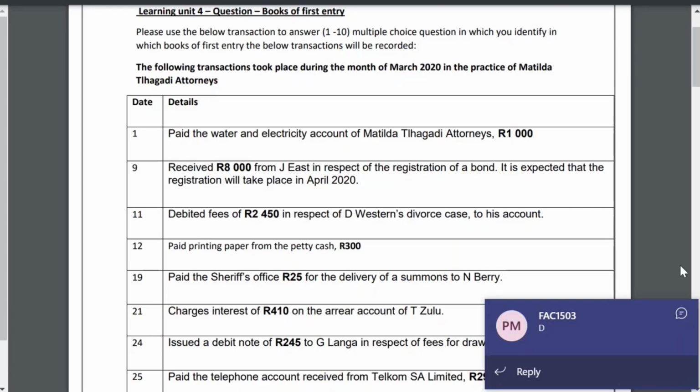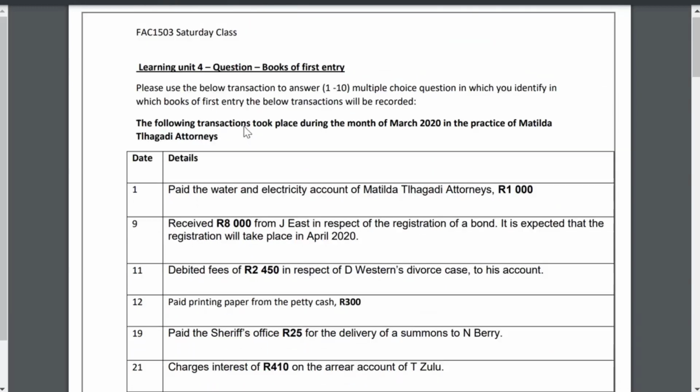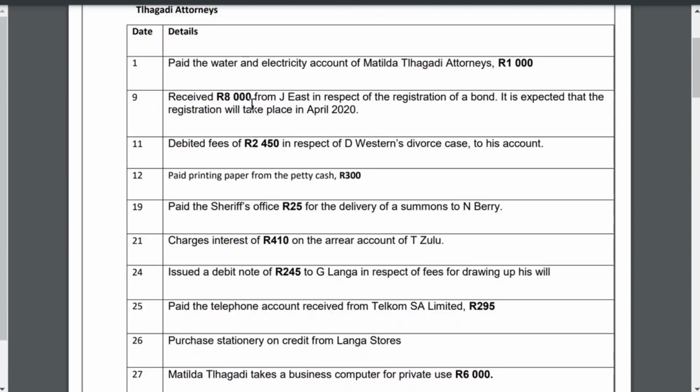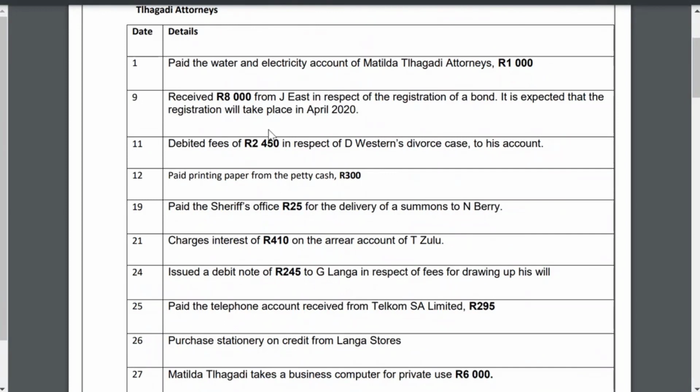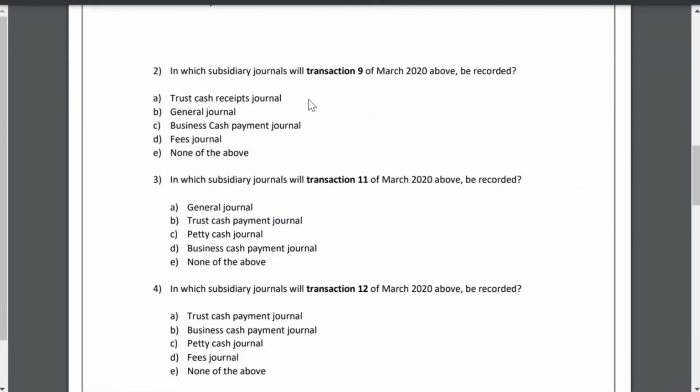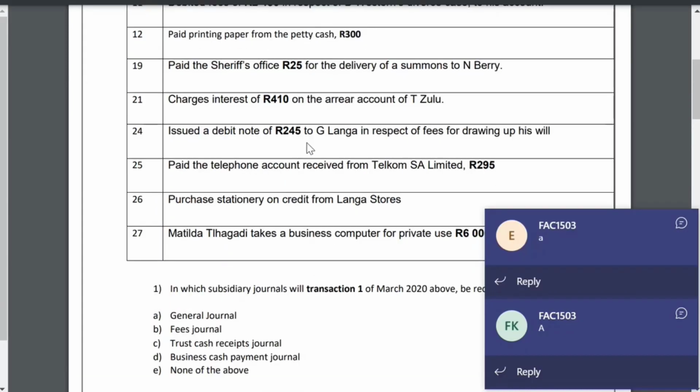The answer is D. And then let's look at number 9. Transaction number 9: Matilda Attorneys received 8,000 from J East in respect of registration of the bond, and it is expected that the registration will take place in April. The options are A, Trust Cash Receipts Journal, B, General Journal, C, Business Cash Payment Journal, D, Fees Journal, and E, none of the above.